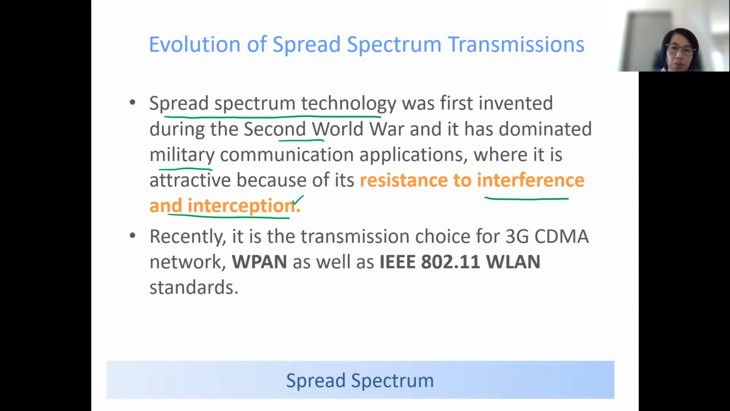But recently it was transmitted, short for, as I mentioned, 3G. This used direct sequence spread spectrum often in 3G, and also for following standards like 4G and 5G. And as I mentioned, it's used in WPAN and WLAN.